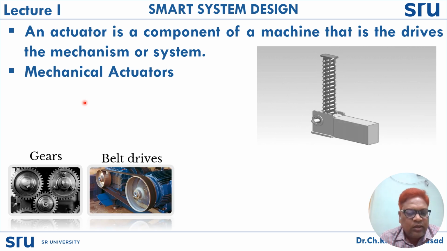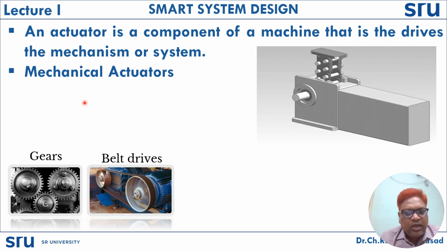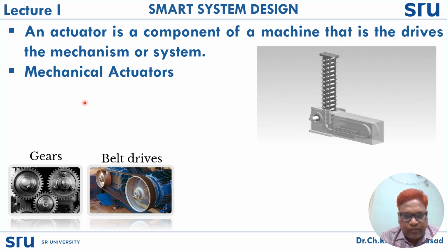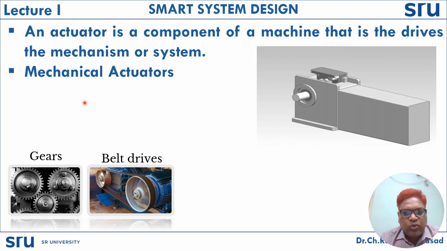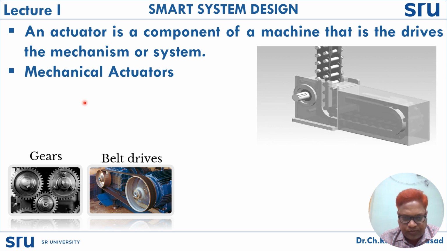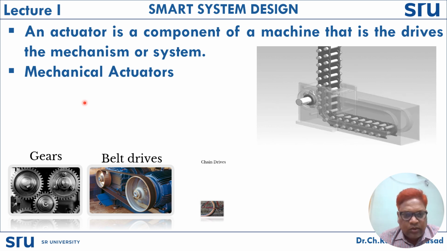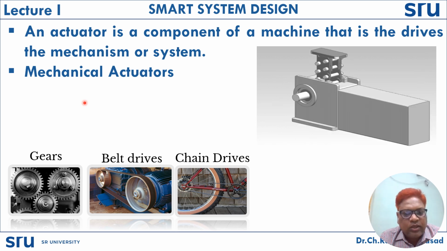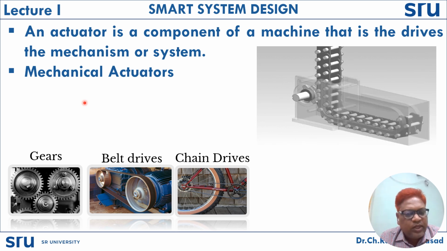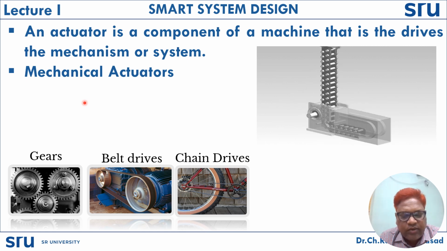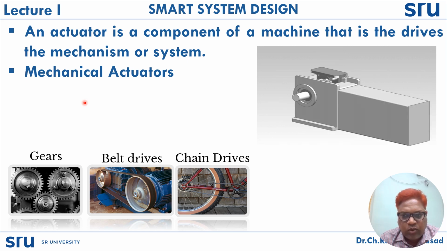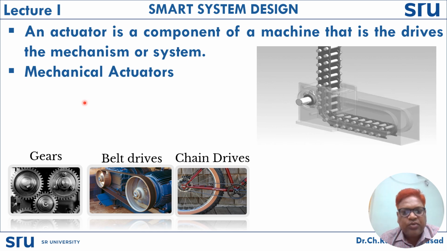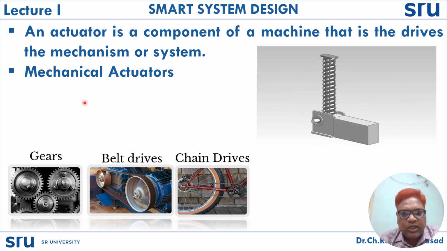And belt drives. Belt drives are normally used for converting rotational motion from one shaft to another shaft. Then chain drives are also similar, but the driving mechanism is different. There we are using a belt and here we are using a chain. But both functions are the same. They are transferring rotational motion from one shaft to another shaft.